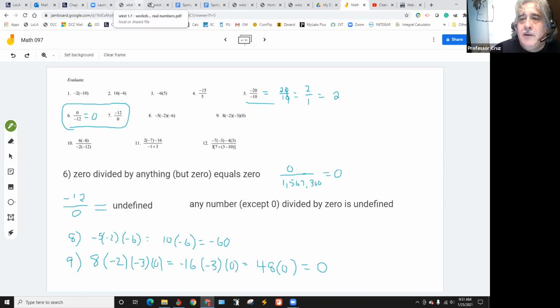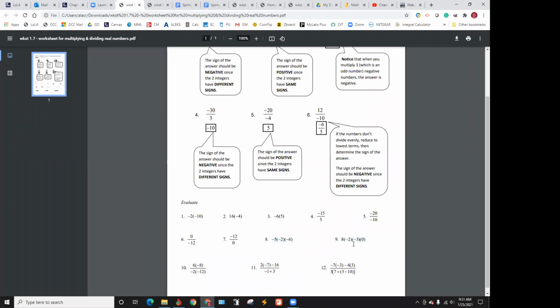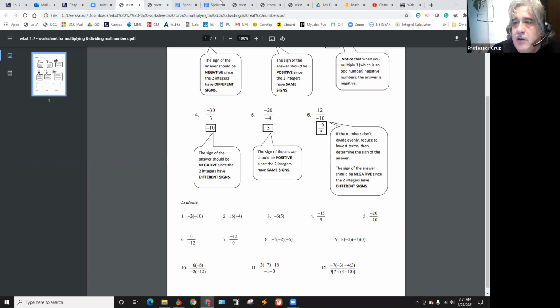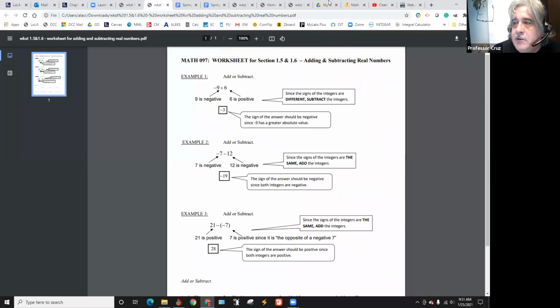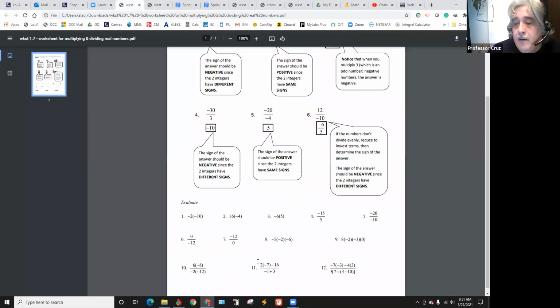Now, did anybody kind of take a little bit of the surprise away? I should have said do 9. What happens on number 9? It comes out to be 0. All right, good. And the reason being is you can do those first operations. 8 times negative 2 is negative 16. Negative 16 times negative 3 is positive 48. And then positive 48 times 0 is 0, because 0 times anything is 0. All right.